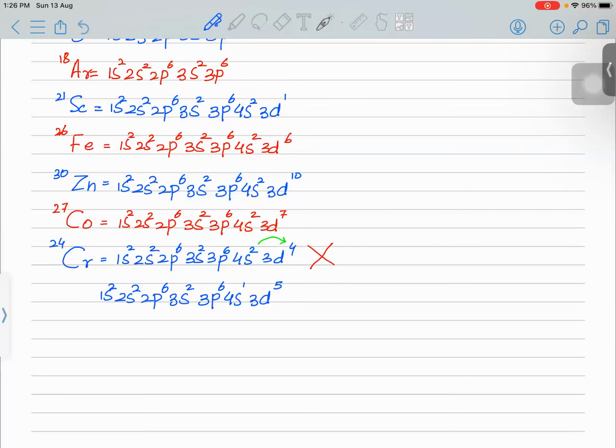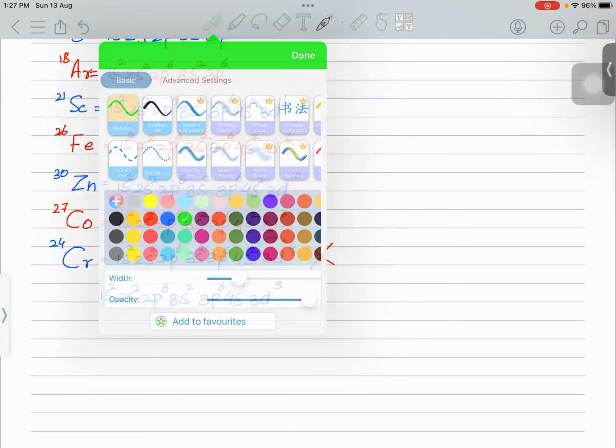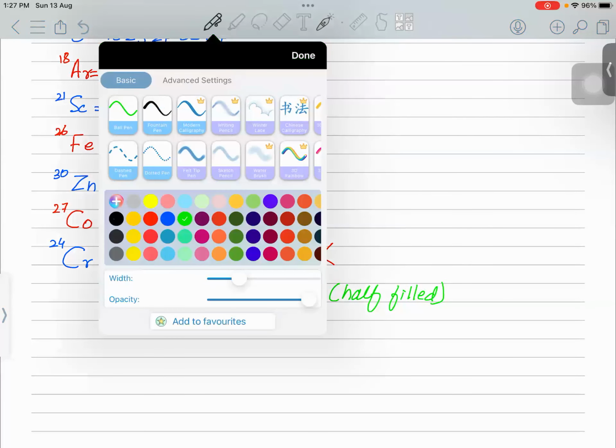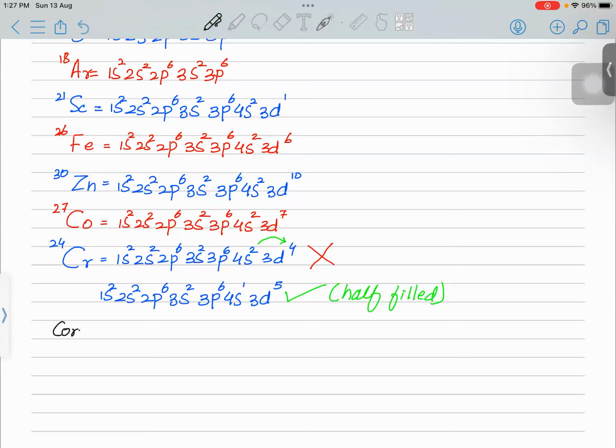Chromium is an exception. Why is the 4s electron jumped to 3d, and 3d4 becomes 3d5? Now the 3d orbital is half filled, and half filled is more stable. That's why the electronic configuration of chromium is this. Are you getting my point or not? Yes, sir. This is half filled, so half filled is more stable. So this is the correct electronic configuration.